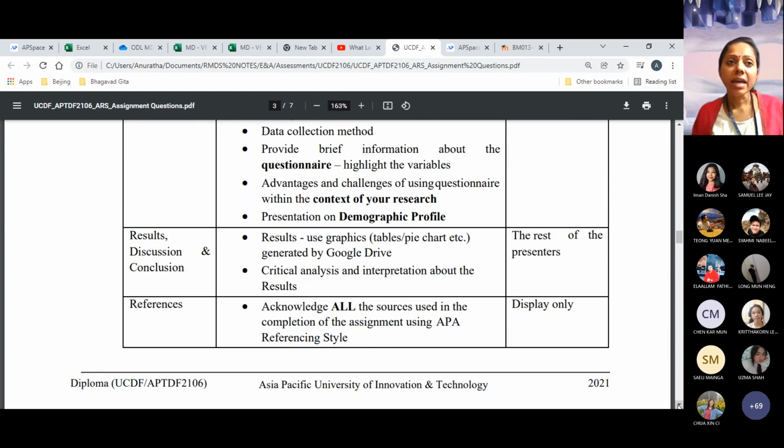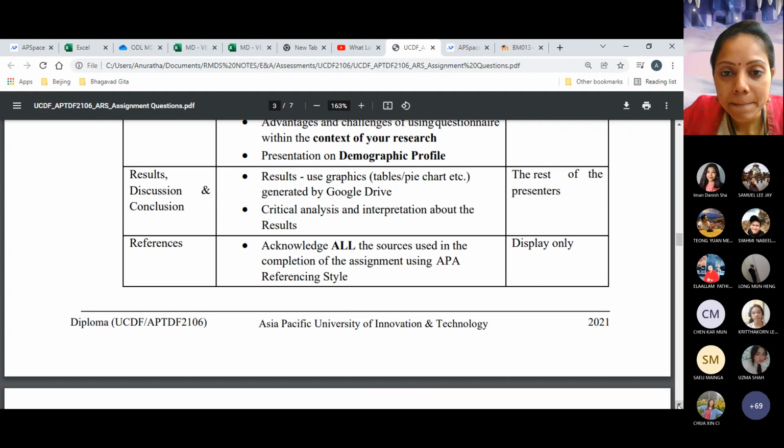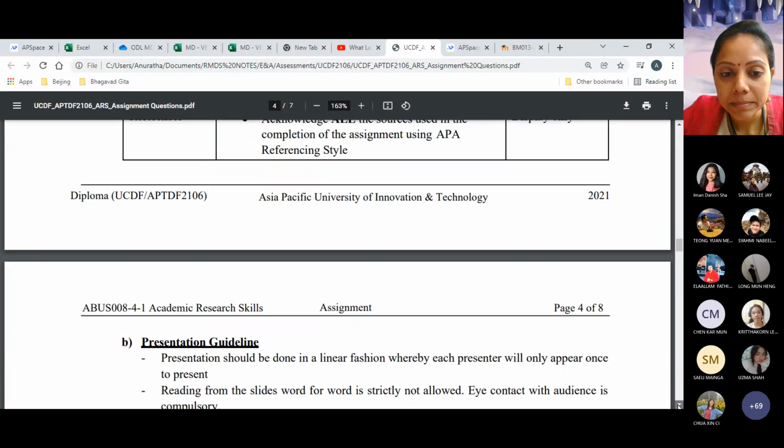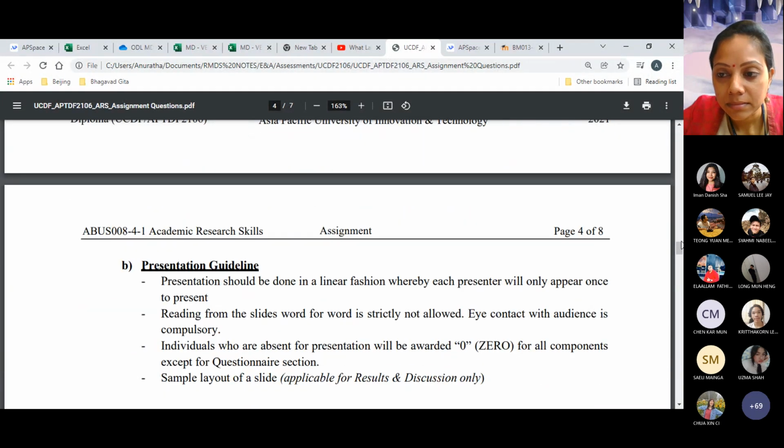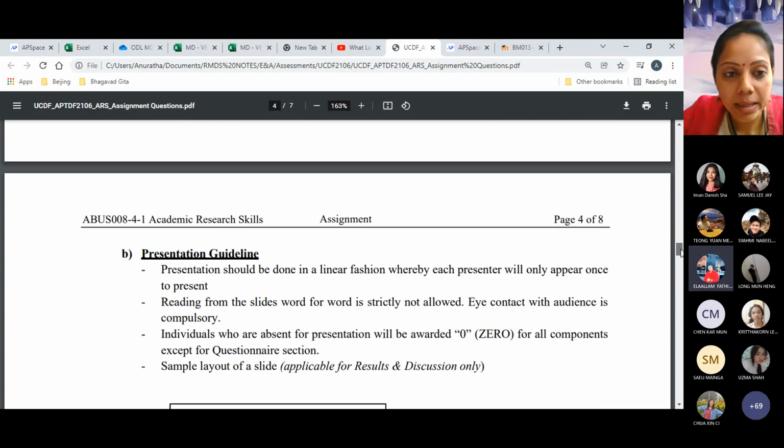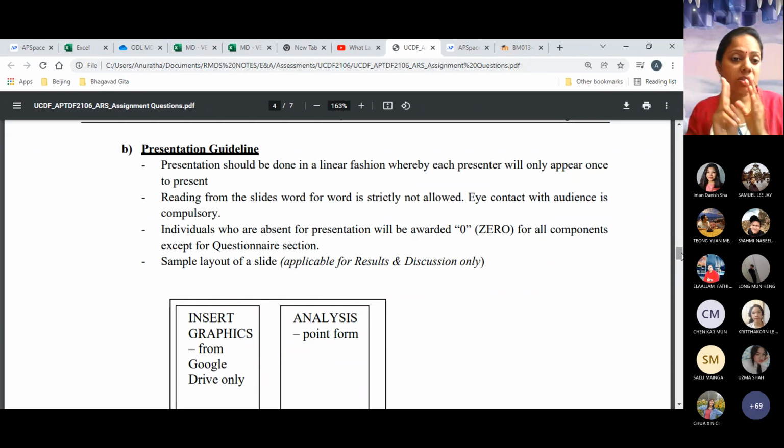Now your questionnaire, you cannot give to your own group members or tutorial group, but you can give it to students from other tutorial groups. Anyone from APU, students from APU, that is fine. Is that clear? Yes, miss. Okay. And that's for submission, that's for your questionnaire.